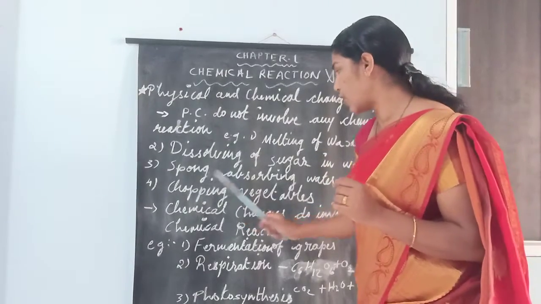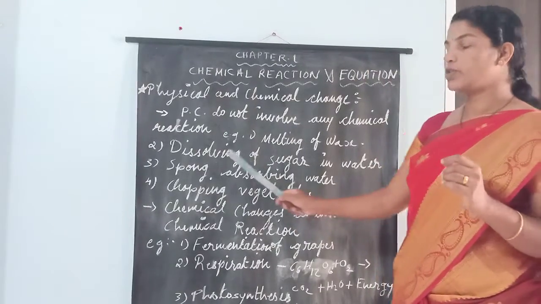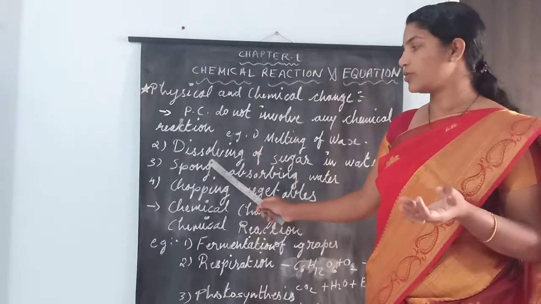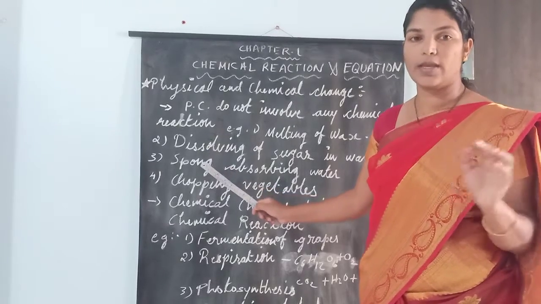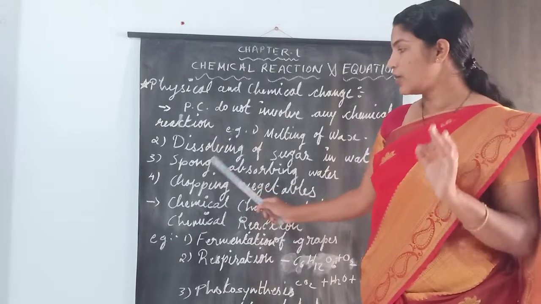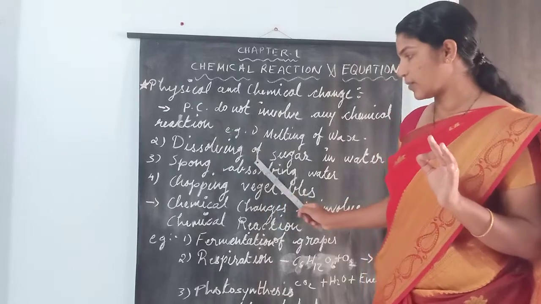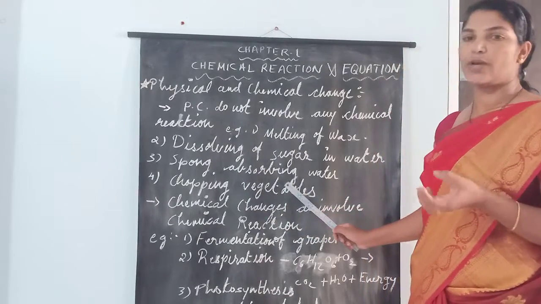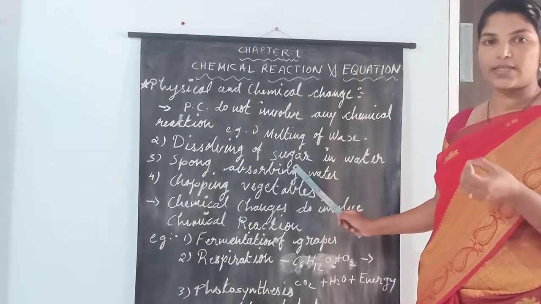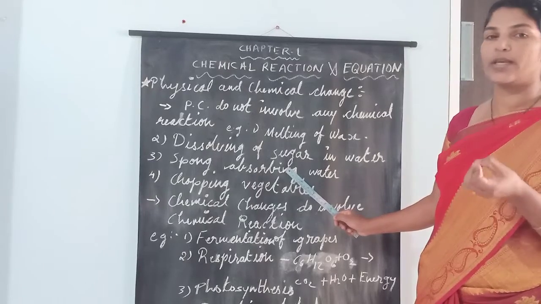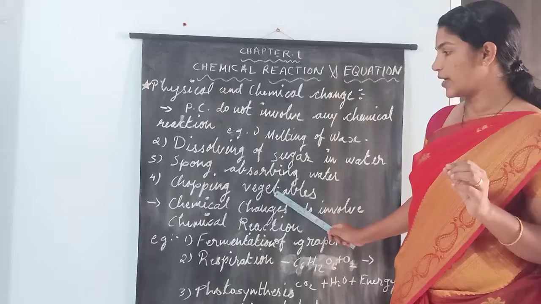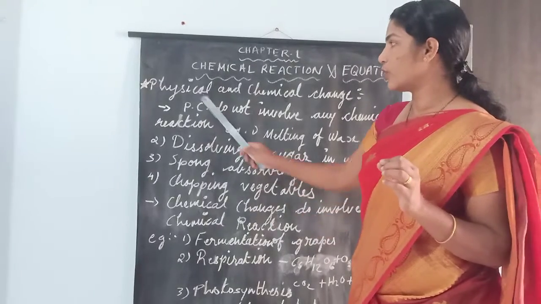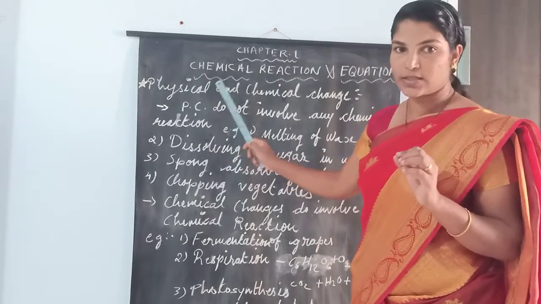Next one, a sponge absorbing water. We take one piece of sponge and put it in water, and it absorbs the water, but there is no chemical reaction, only a physical change is taking place. Also, chopping vegetables: when your mother cuts vegetables in the kitchen, only physical changes happen, there is no chemical reaction. I think now you understand what a physical change is.